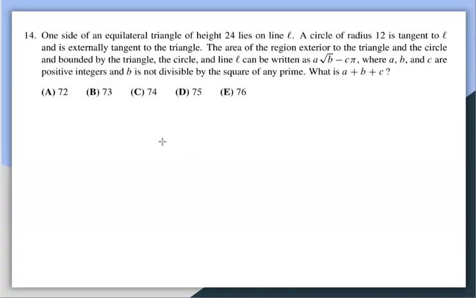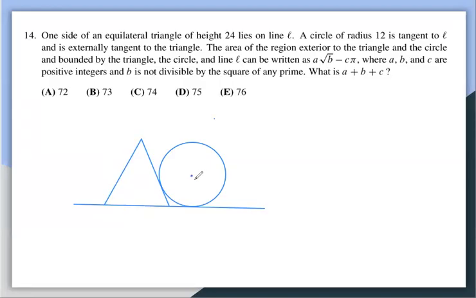So let me try something visual. Let's say this is my circle, and then we want to have a line that is tangent to the circle. And also we have to have an equilateral triangle where one of the sides should be on this line. Let's try something like this. And then our equilateral triangle should be tangent to the circle as well. It doesn't have to be accurate, but at least it looks like this might work.